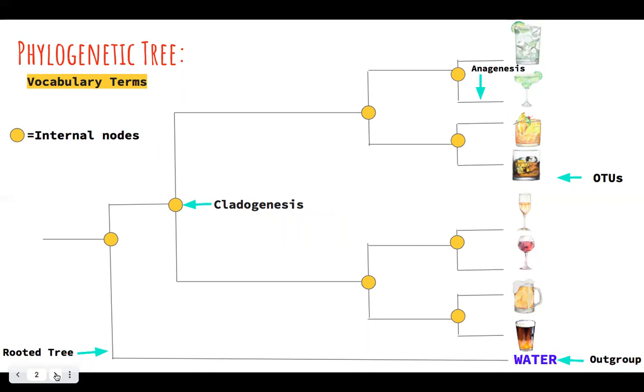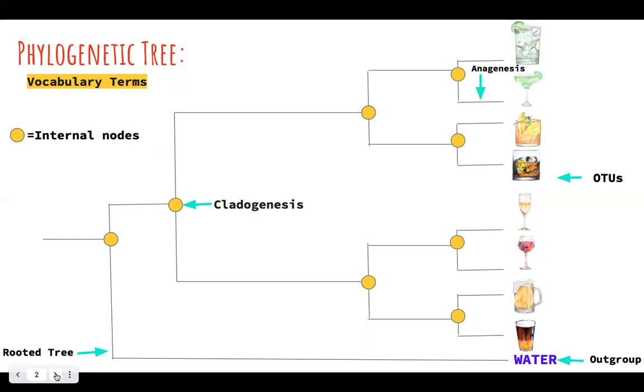Phylogenetic trees are comprised of OTUs, or operational taxonomic units. Internal nodes, denoted here with yellow dots, represent the common ancestors which existed prior to divergence, when a lineage splits from the node into two separate branches. It is called cladogenesis. Cladogenesis increases biodiversity by increasing species and variation.